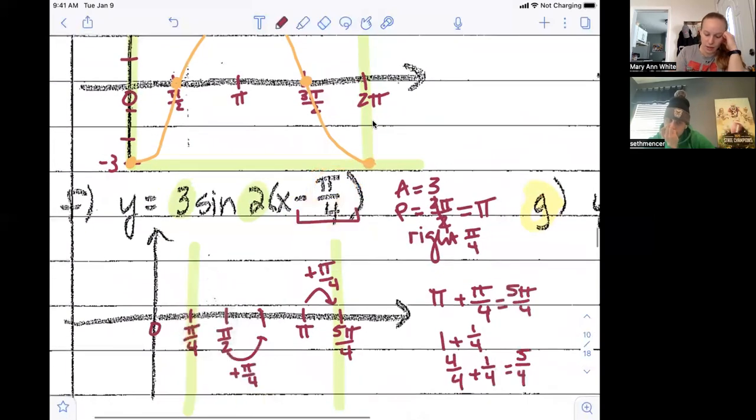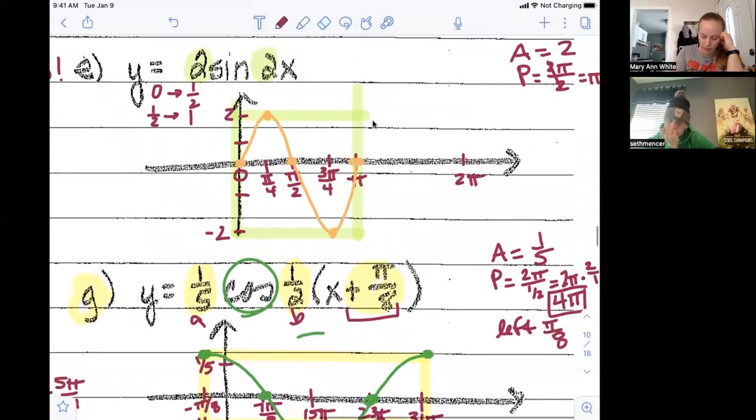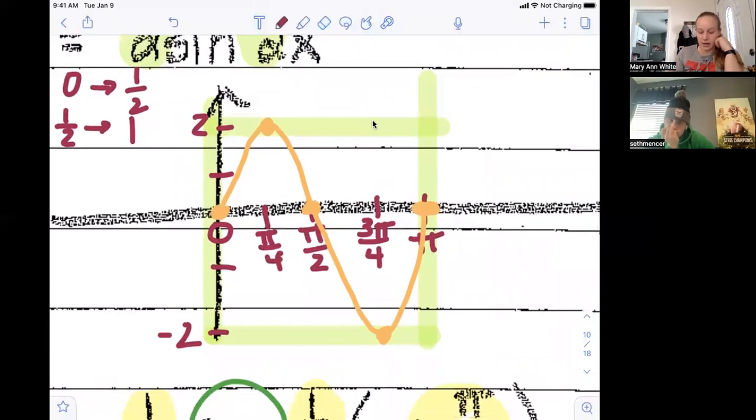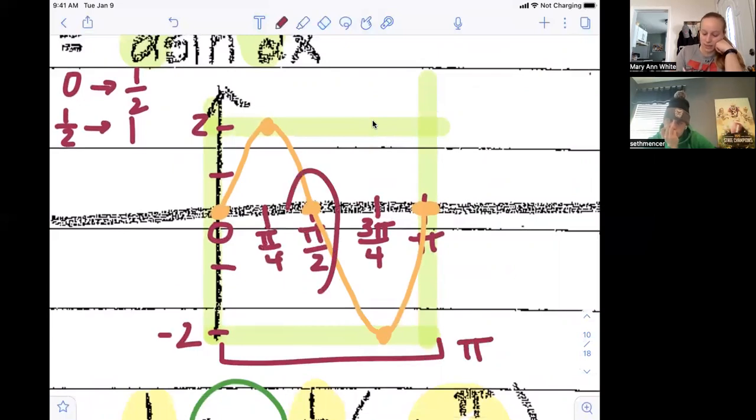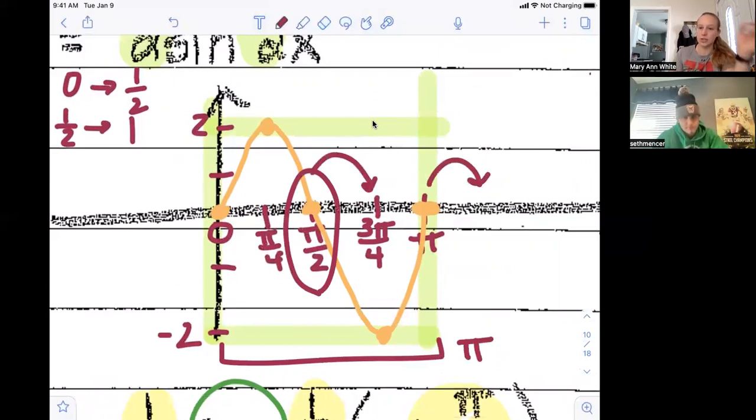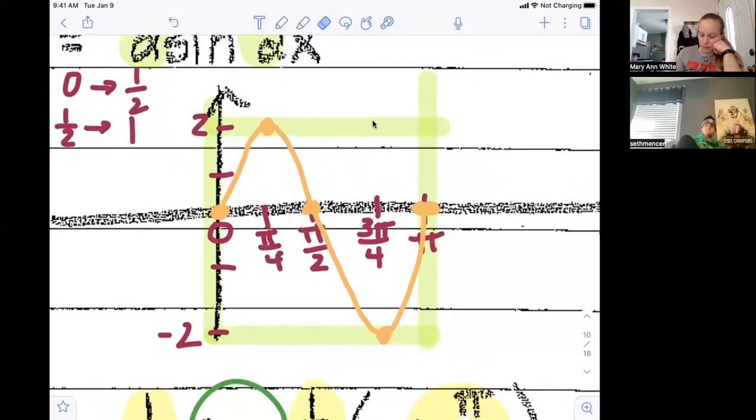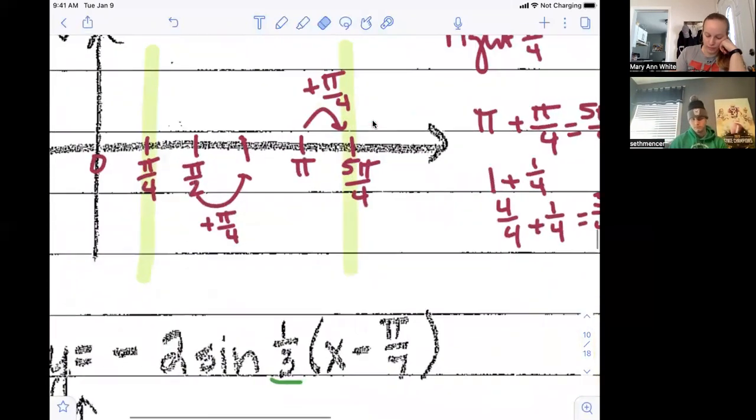So just like my middle, I'll go back over here. When I changed my period to be pi units, so this whole distance was pi, my new middle was this pi over 2. So I need to move, just like we moved our pi over 4, I'm going to move my pi over 2 a pi over 4 over as well. I'm essentially just showing that I'm moving a fourth over, a fourth over, a fourth over.